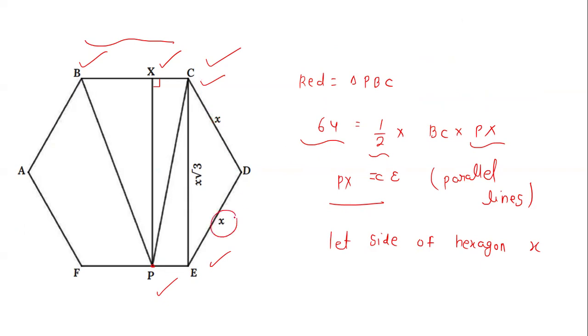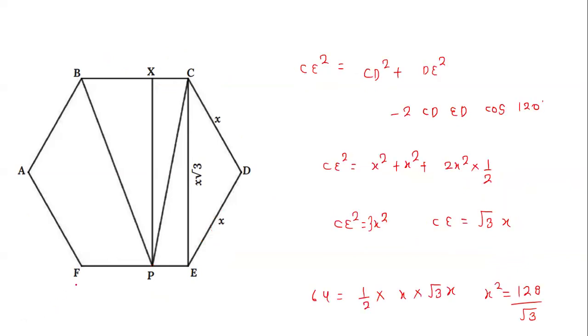So let's suppose the side of the hexagon is x. So this is x, this is x, this is also x, this is x, this is x, this is x, because this is a regular hexagon. Now you see the triangle CED. We know this side as x and this side as x, and we know in the regular hexagon this angle is 120 degrees. So we can write CE square is equal to CD square plus DE square minus 2 times CD, ED and cos of 120 degrees by the cosine rule.